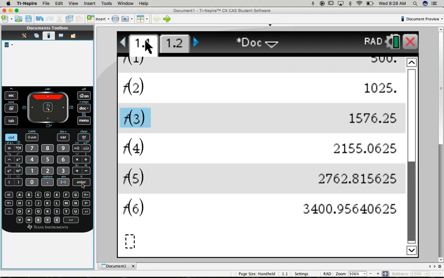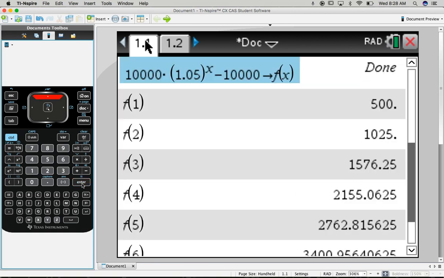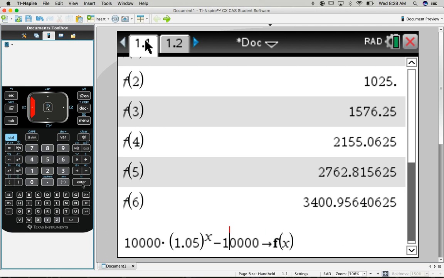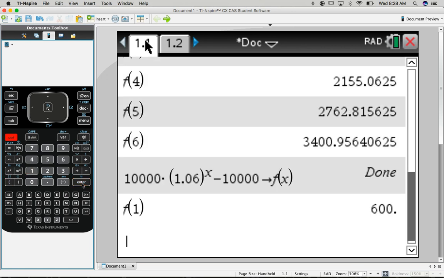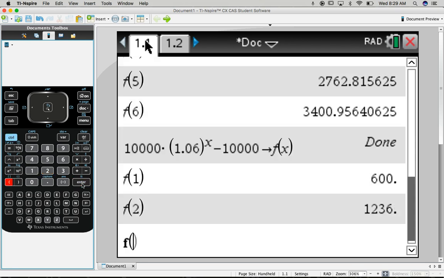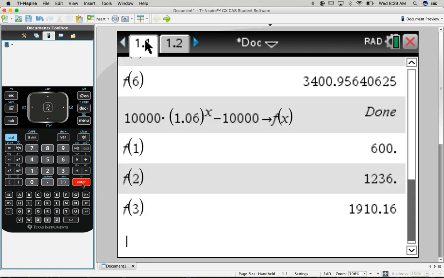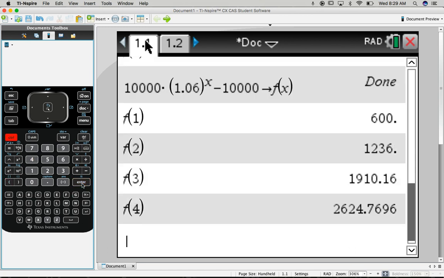In fact, I could even go back up to what I have as a stored function, and I'm going to restore this as f of x. So it'll overwrite the f of x that's stored right now. And now f of x has been stored to where if I did f of 1, I would have this answer. F of 2, control enter. F of 3, control enter, so on and so forth. F of after 4 years, control enter. And then you see these values here.